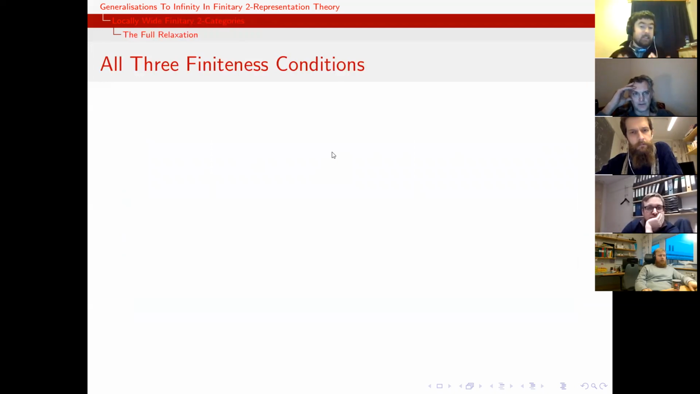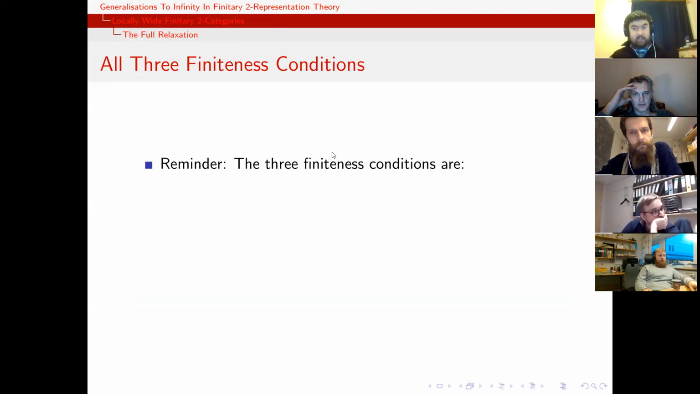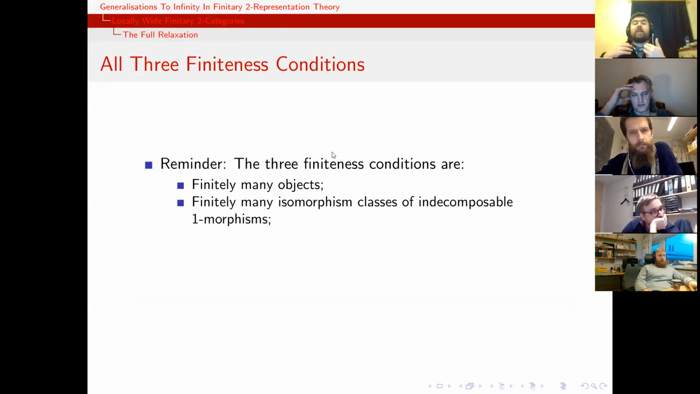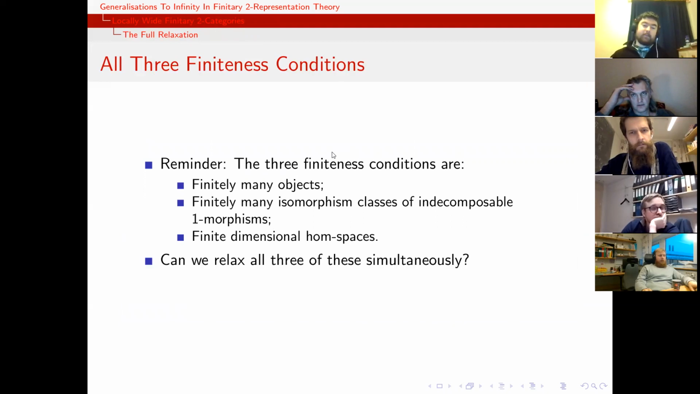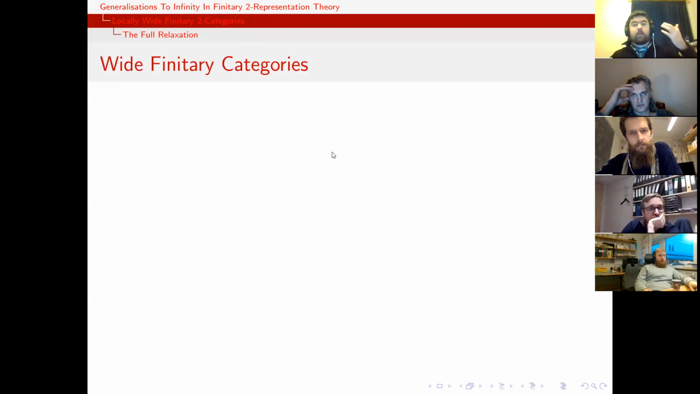Yes, so the final part of this talk, I will be looking at dropping all three finiteness conditions. So to recap, that's not just the finitely many objects of the locally finitary case, but also the finitely many isomorphism classes of indecomposable 1-morphisms and the finite dimensional Hom spaces. So can we do this simultaneously? And it turns out the answer is yes, to a reasonable degree. So this is what I call wide finitary or locally wide finitary 2-categories.